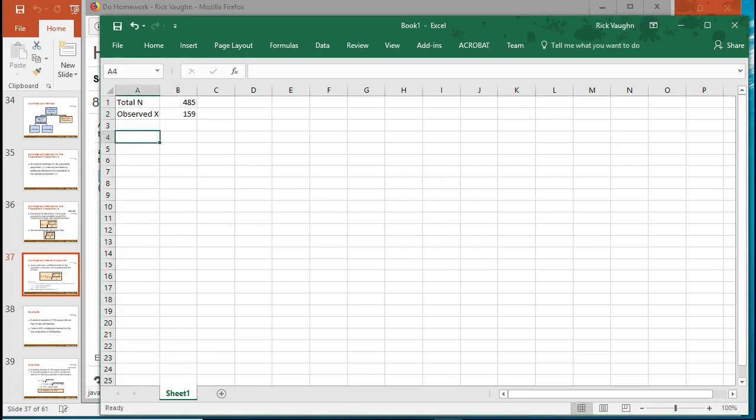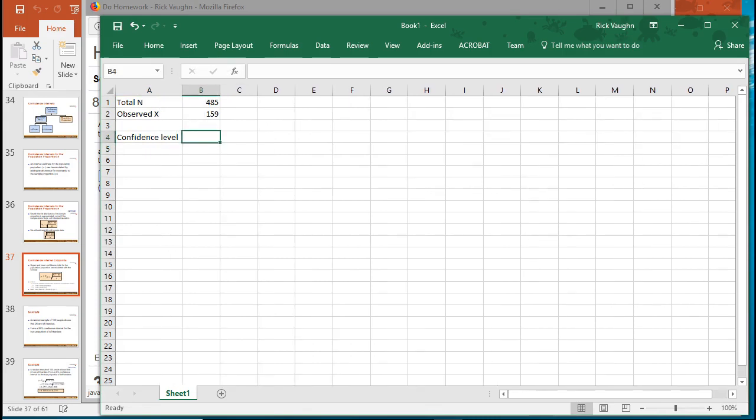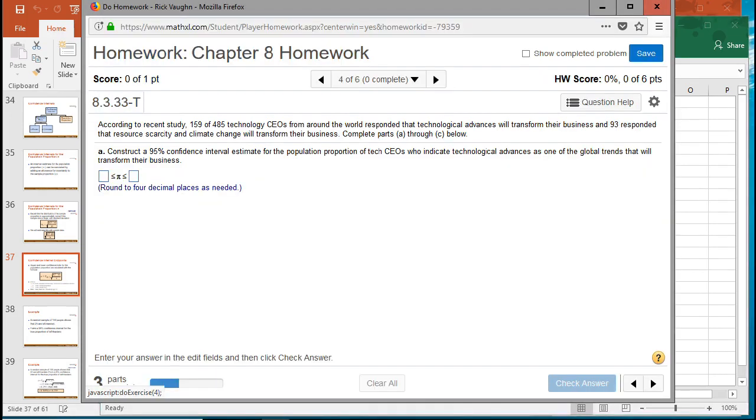And then I'm going to put the confidence level, just in case some of you have a different confidence level than I do. Mine's at 95%, so we'll put 95 with the percent sign. All right, I think that's all of the inputs. We have the proportion, we have the confidence level, and now we need to compute the low end and the high end of this confidence interval.